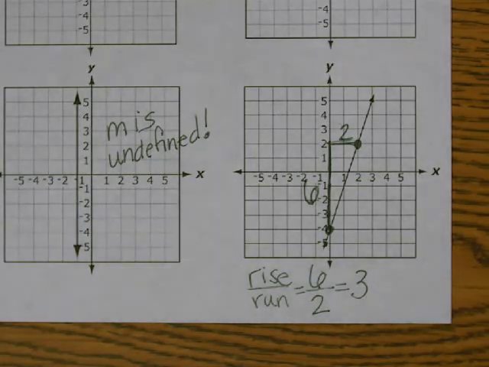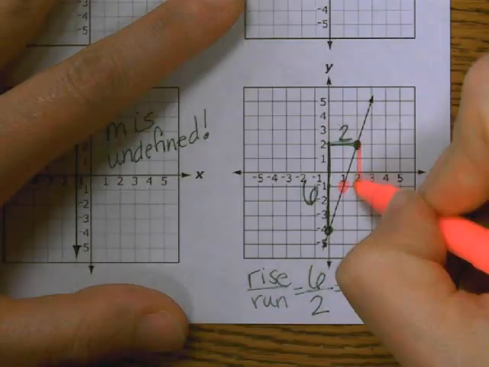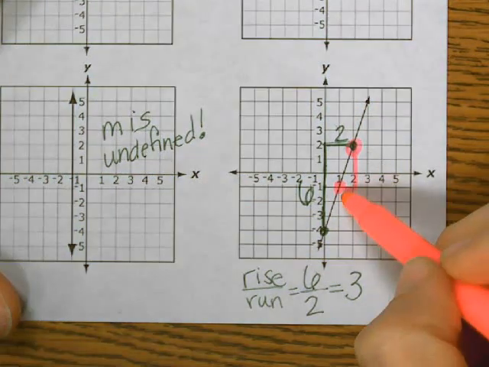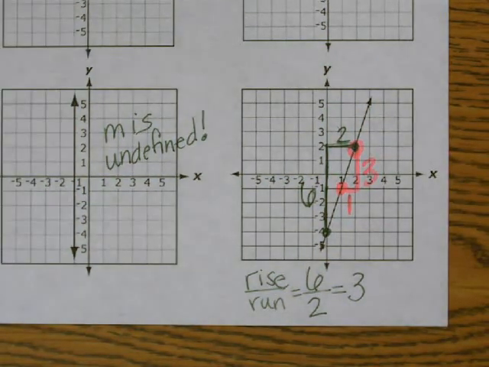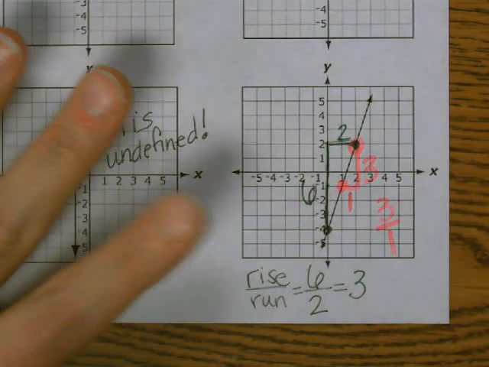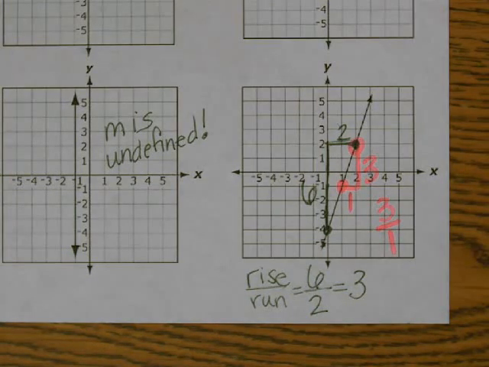Okay? Now here's something interesting to notice. If instead I would have picked 2 points that were closer together, I would have gotten a different slope. What if I'd have picked these 2 points? Well, it runs 1 and it rises 3. So my slope would have been 3 over 1. So the closer together you pick the points, the easier it's going to be because you're not going to have to simplify in the end.